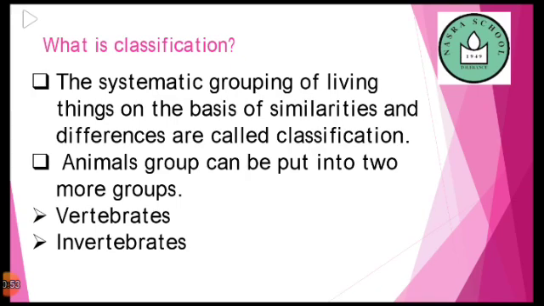Dear students, do you know what is classification? So, classification is the systematic grouping of living things on the basis of similarities and differences. Living things are divided into two groups. Number 1, animal and plant groups. Animal group can be put into two more groups, vertebrates and invertebrates.